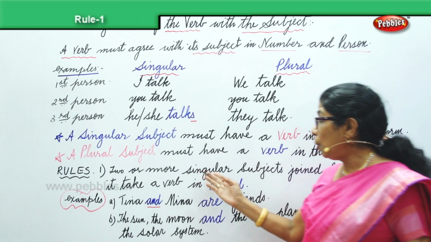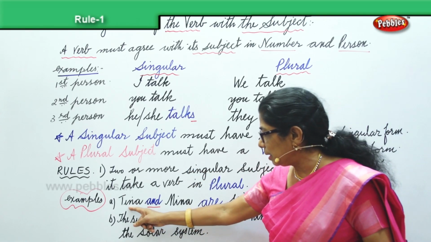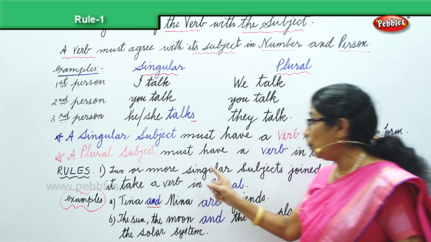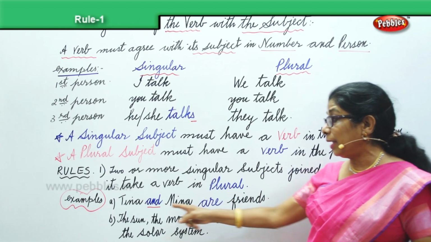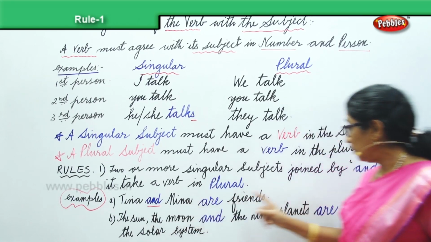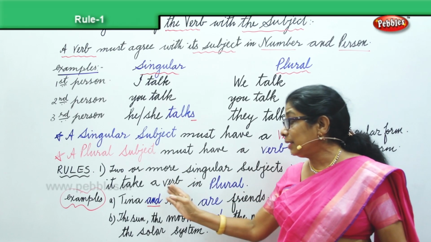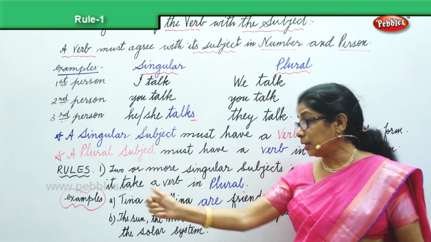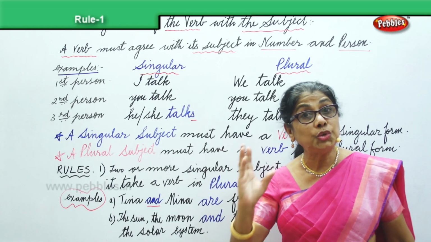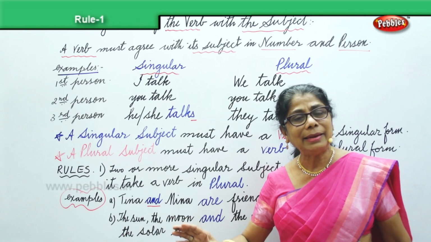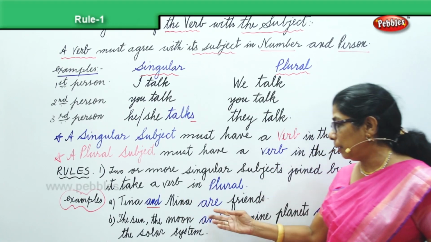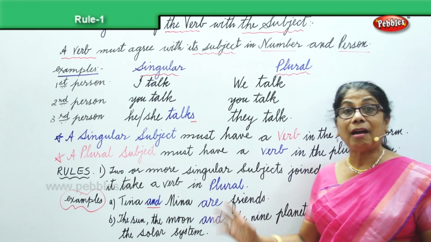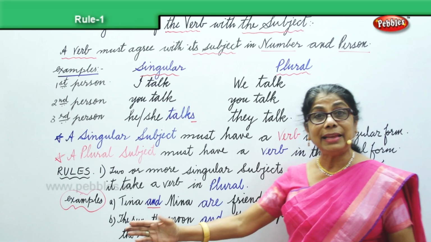When two or more singular subjects, Tina, singular subject, Nina, singular subject, are joined by and, then it takes a verb in the plural form. When it is joined by and, automatically it takes the verb in the plural form. So we add are. We do not say Tina and Nina is friends. Are. Verb change.